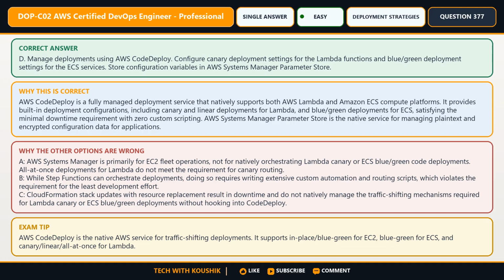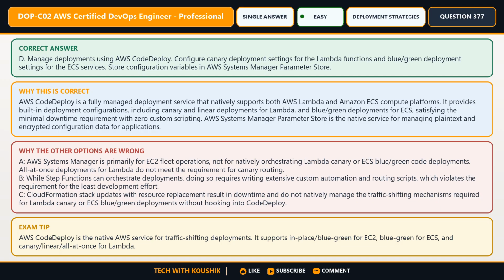Let's look at the reasoning. AWS CodeDeploy is a fully managed deployment service that natively supports both AWS Lambda and Amazon ECS compute platforms. It provides built-in deployment configurations, including canary and linear deployments for Lambda and blue/green deployments for ECS, satisfying the minimal downtime requirement with zero custom scripting. AWS Systems Manager Parameter Store is the native service for managing plaintext and encrypted configuration data for applications.